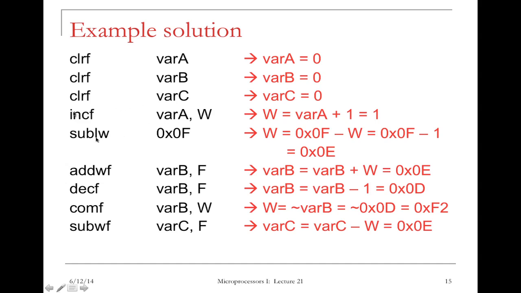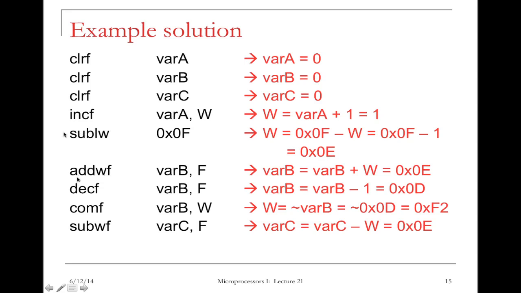Then SUBLW. So we're going to subtract, and the other operand is W. We're going to use this literal value, this number F, and subtract W from the number. So we do the literal value minus W. That is F minus 1, that's E. So W will have the new value, E.